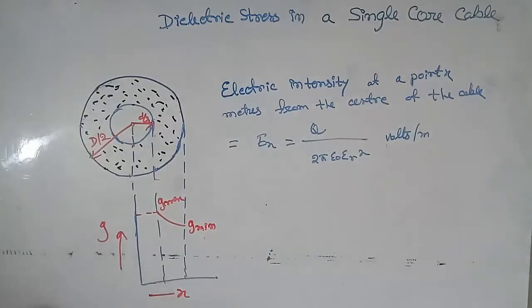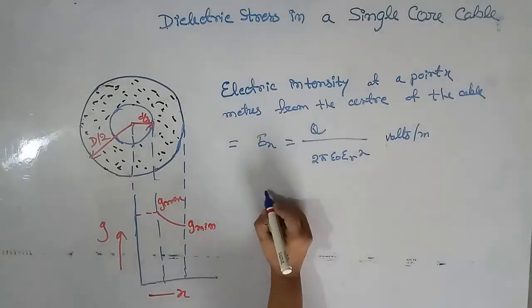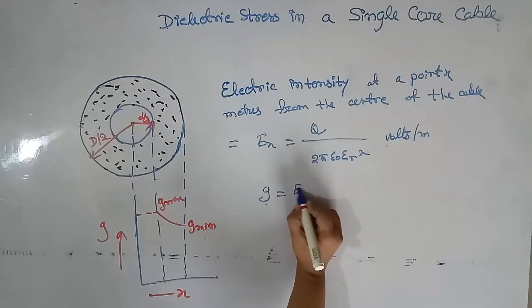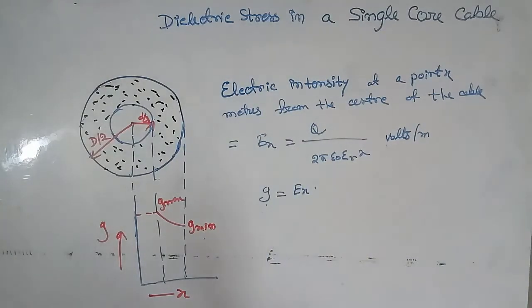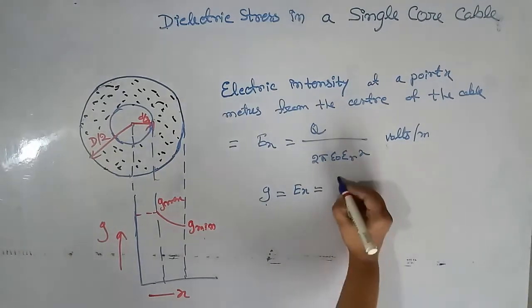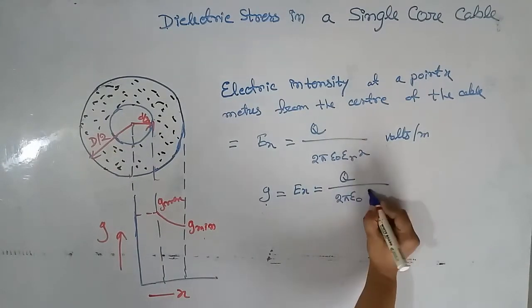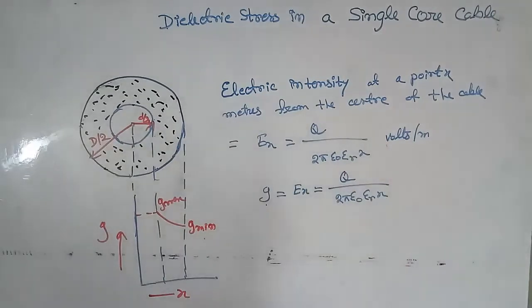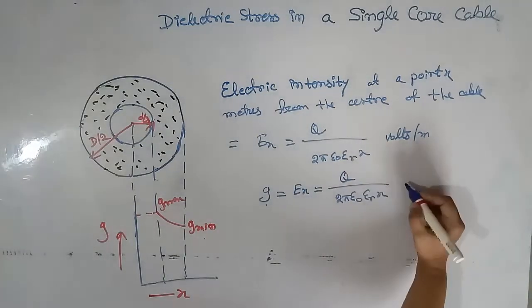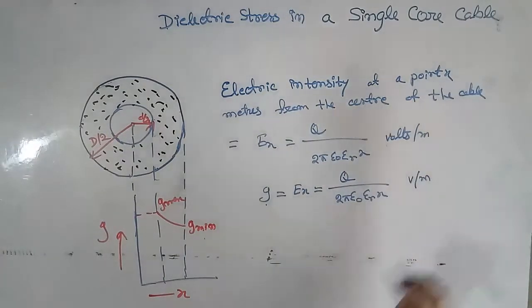Now by definition, electric field intensity is equal to the potential gradient. So G is equal to electrical field intensity, where G is the potential gradient at a point x meters from the center of the cable. So we can write G is equal to Q by 2 pi epsilon 0 epsilon r into x. Unit is volts per meter.